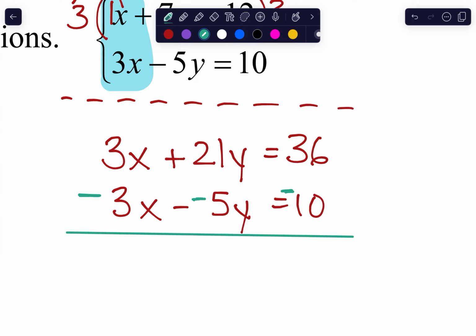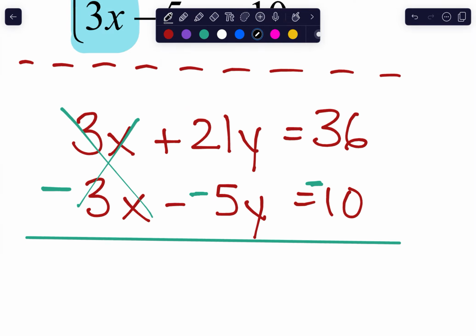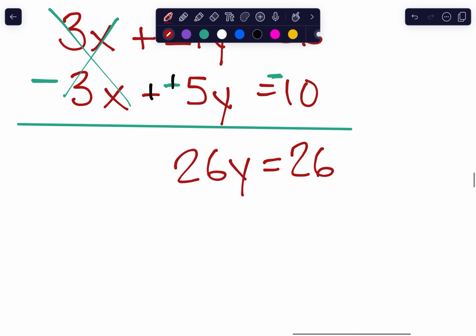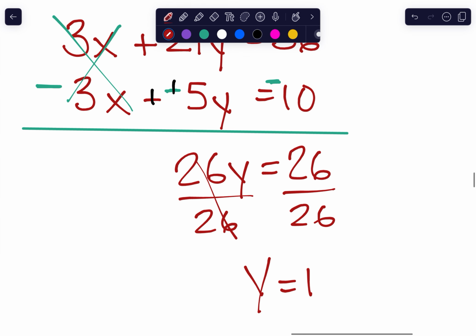So 3x minus 3x, that's 0x. Look here. I have minus and negative, so that really makes it a plus now. So now I have 21 plus 5, which is 26y, equals 36 minus 10, that's 26. Divide both sides by 26. We get y is equal to 1.